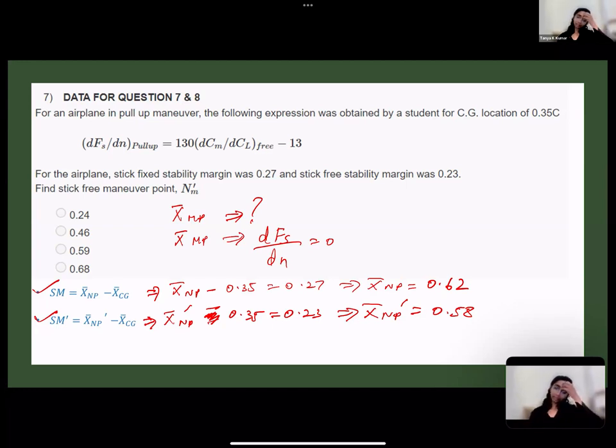I think last week, in week 6, we derived the equation for stick force. Prior to that, we did not have any stick force component, right? But we were still finding out the maneuver point, the stick fixed maneuver point. How were we doing that?